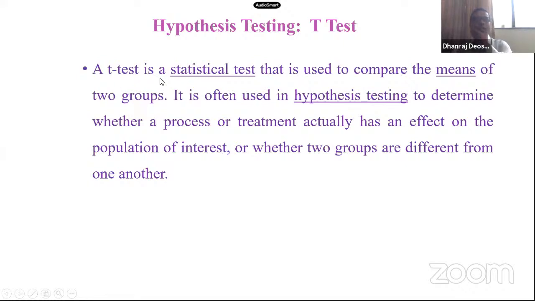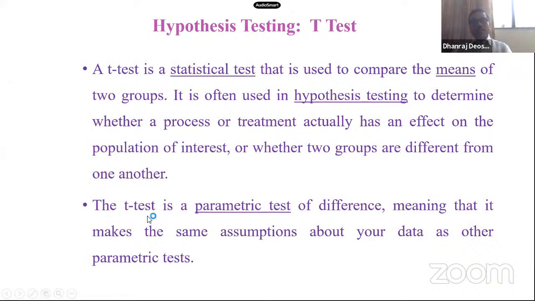T-test is a statistical test that is used to compare the means of two groups. Means means averages, arithmetic means. It is often used in hypothesis testing to determine whether a process or treatment actually has an effect on the population of interest, or whether two groups are different from one another. Here we are going to test the means between two groups, or between the sample mean and the population mean also.